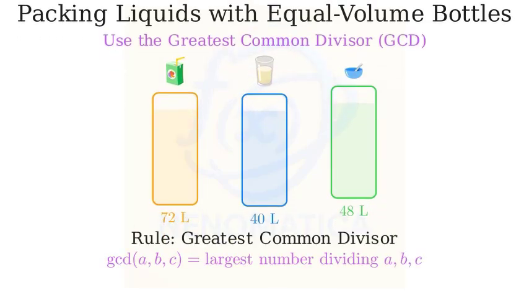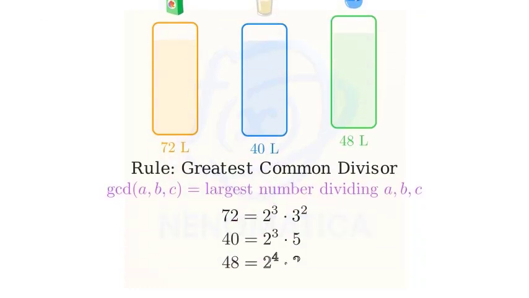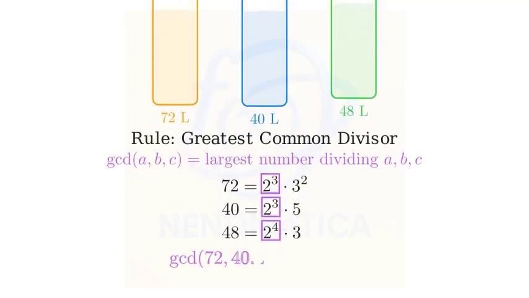Let's factor each number. 72 equals 2 to the 3rd times 3 squared. 40 equals 2 to the 3rd times 5. 48 equals 2 to the 4th times 3. The common part is 2 to the 3rd. So the greatest common divisor is 8. Now divide each total by 8 to get the number of bottles.